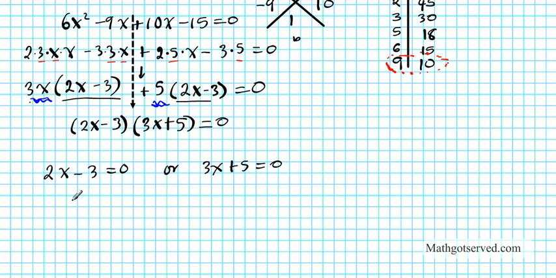So if I solve this, I'm going to have x equals, add 3 and divide by 2, 3 over 2. Or minus 5 divided by 3, here we're going to have x equals negative 5 over 3. So our solution set is 3 over 2. Oh wait, I've got to write a small one first. Solution set is going to be negative 5 over 3, comma 3 over 2.